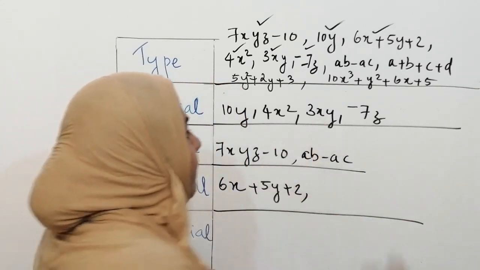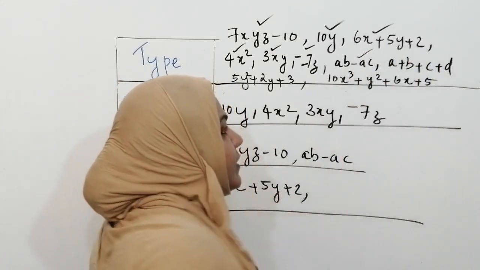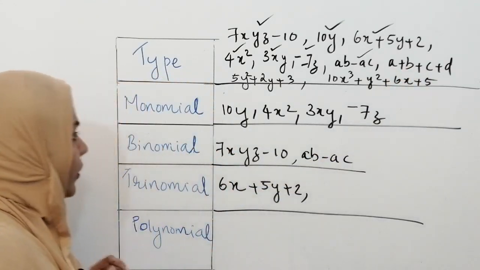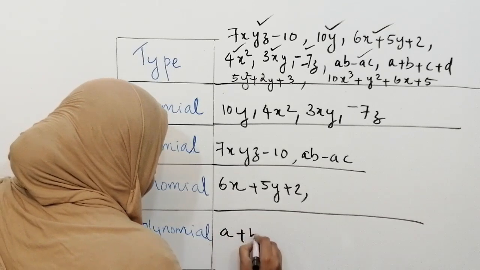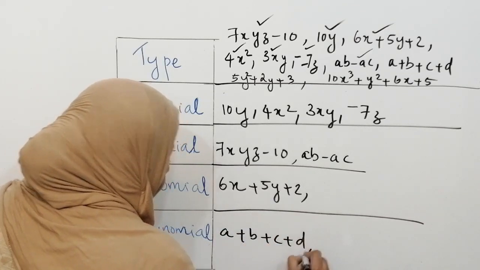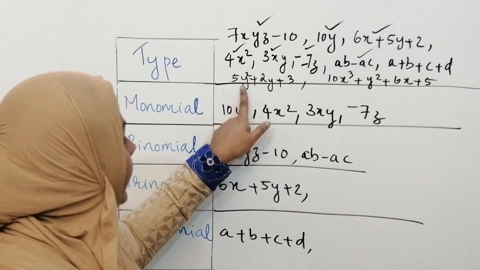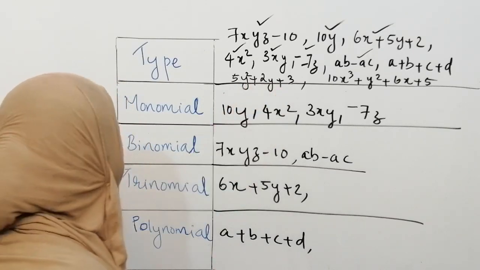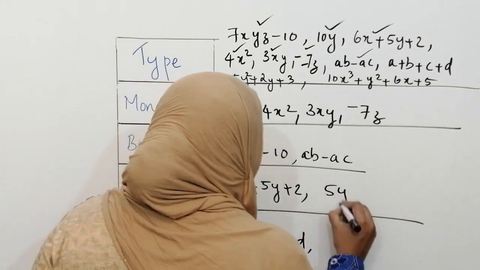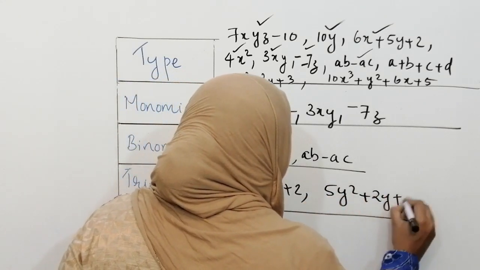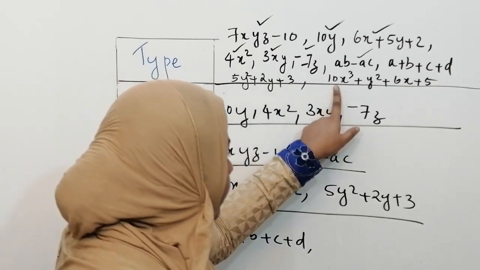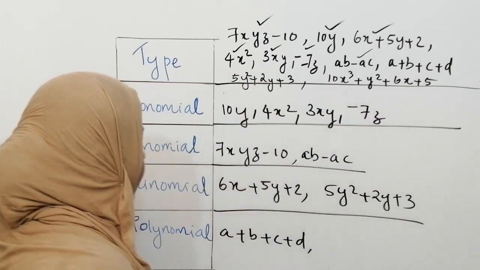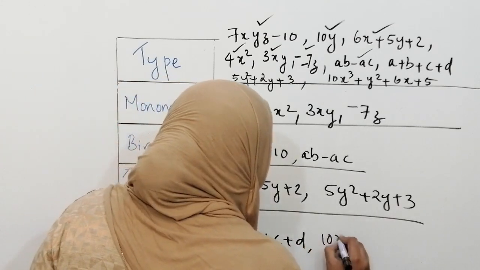Next one, A plus B plus C plus D. So you can see it has four terms. So it comes under polynomial. So next one, 5y square plus 2y plus 3. So it contains three terms. So it's under trinomial. So last one, 10x cube plus y square plus 6x plus 5. So it has four terms. So it's under polynomial.